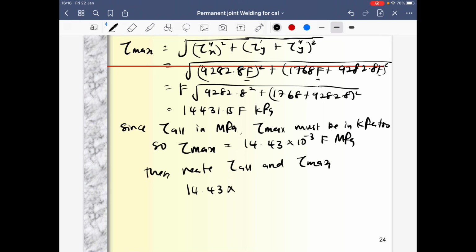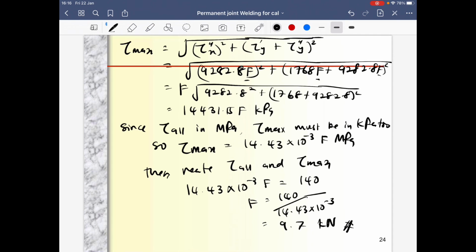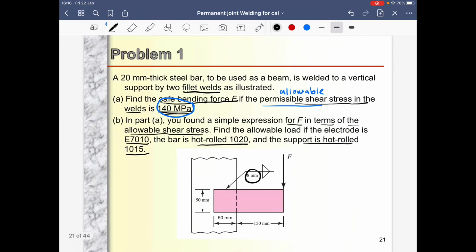14.43 power of minus 3 F equal to 140. Then you get the F, 140 divided by 14.43. Then you get the overall as 9.7 kilonewton. Okay, this is the safe bending force in this diagram. So you just answered question A.